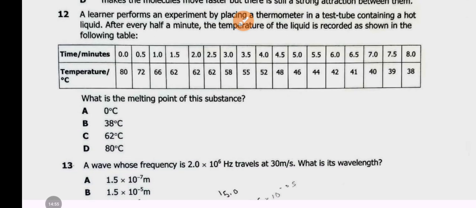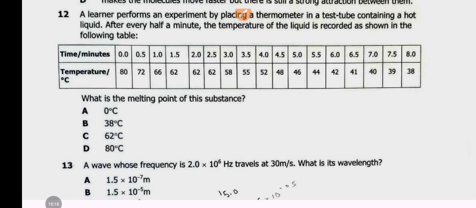Question 12. Elena performs an experiment by placing a thermometer in a test tube containing a hot liquid. After every half a minute, the temperature of the liquid is recorded as shown in the following diagram. What is the melting point of this substance?